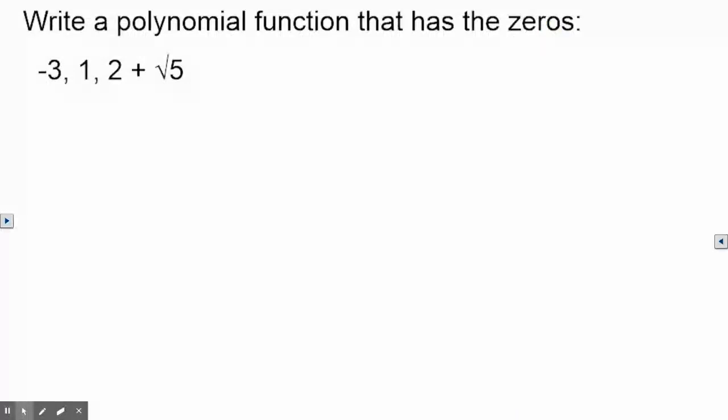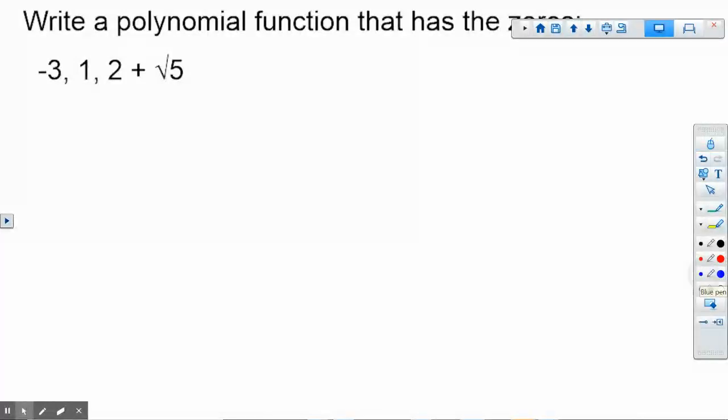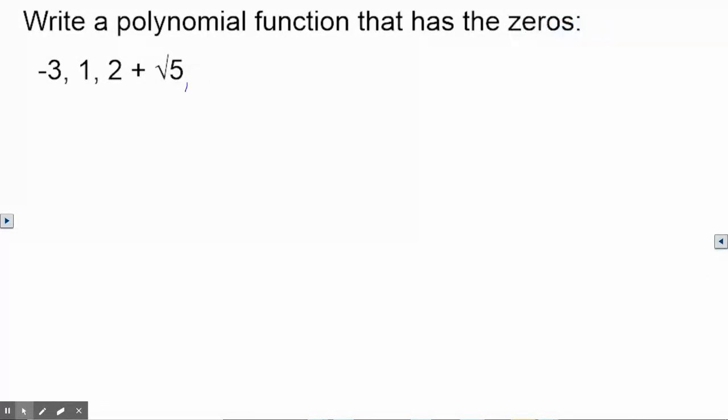It will say, write a polynomial function that has these zeros. Well, if I'm going to write that, the first thing I need to realize is that if I have -3 and +1 as zeros, I can write factors for those. But if 2 plus the square root of 5 is one of my zeros, then 2 minus the square root of 5 is automatically another one of the zeros, because we're going to assume that these have rational coefficients.